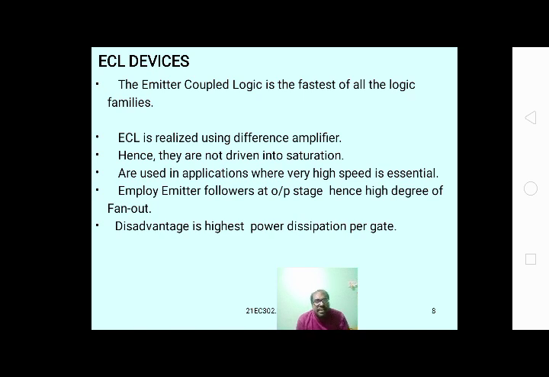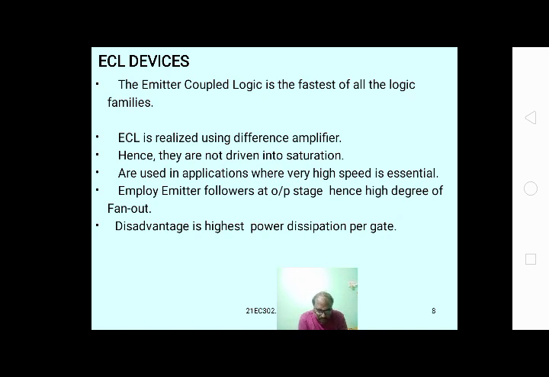Next, they are used in applications where very high speed is essential. Where very high speed is essential, we use ECL devices. It employs emitter followers at the output stage, hence a high degree of fan out.